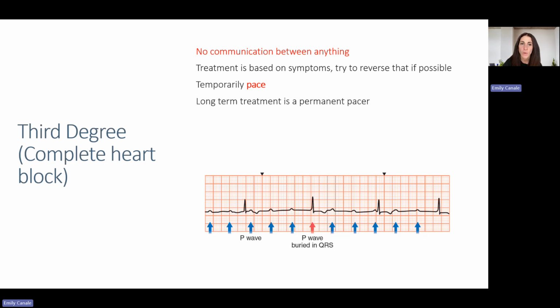So again, they're probably going to have symptoms like hypotension or shortness of breath. If there's an identifiable cause to this, you're going to treat it, but you're going to need to do transcutaneous pacing for symptomatic third degree heart block. And long-term treatment here is going to be a permanent pacemaker.